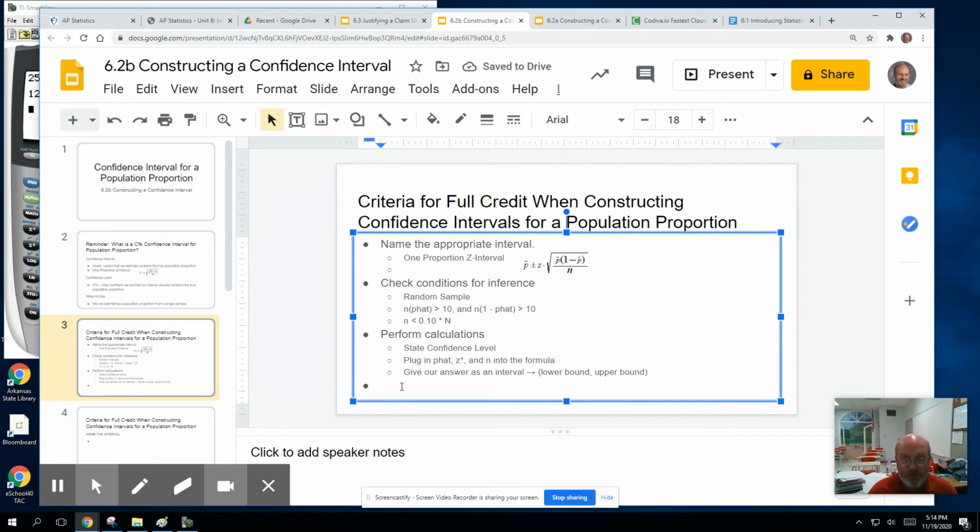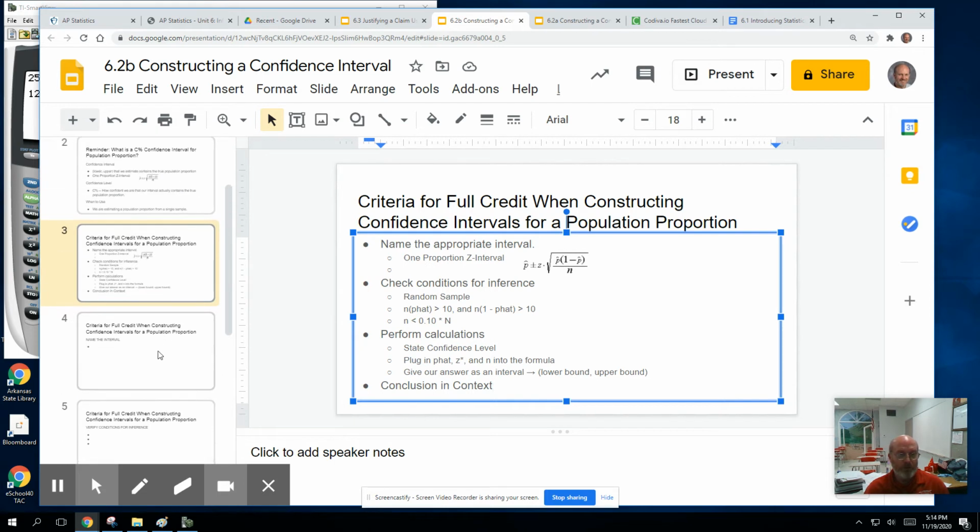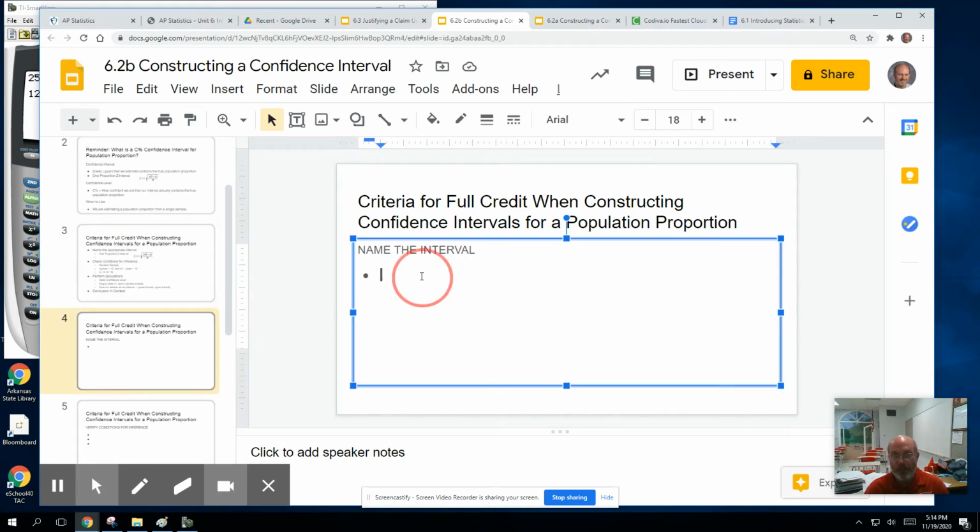And the last thing we're going to do when we're creating a confidence interval is we're going to make our conclusion in context. This is imperative. It's an essential part of getting all the credit for the confidence interval. So let's look back again. We're going to name the interval. See, I made the slides.